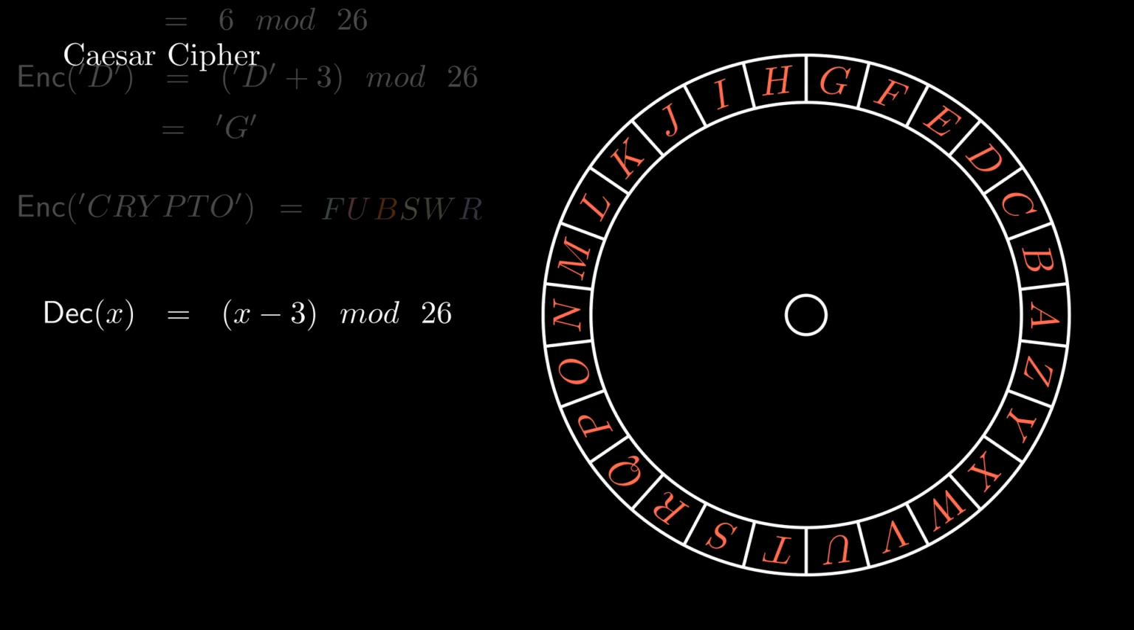Decryption mirrors encryption. Instead of adding 3, we subtract 3, meaning we rotate 3 steps clockwise. Applying this to FUBSEWR brings us right back to the original word, crypto. After all, that's the entire point. We begin by decrypting the letter F, which is simply the inverse of the encryption function, giving us C. Next, by rotating 3 steps clockwise from U, we arrive at R. Using the same method, we can decrypt the remaining letters.